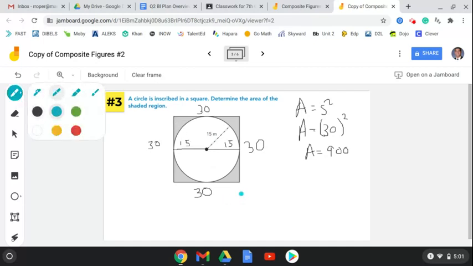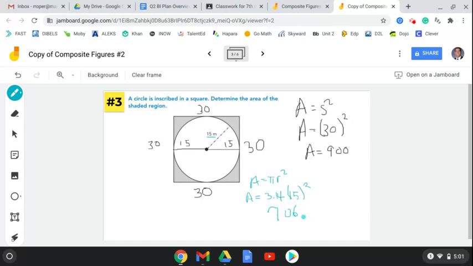So let me find the area of the circle. I know area of the circle is pi times radius squared, and I know the radius is 15, right? So area equals pi, which is 3.14, times radius squared. Okay, let's square the radius. So take 15 times 15, that's 15 squared. That'll give you 225, and then multiply by pi, so times 3.14, and you'll get 706.5.